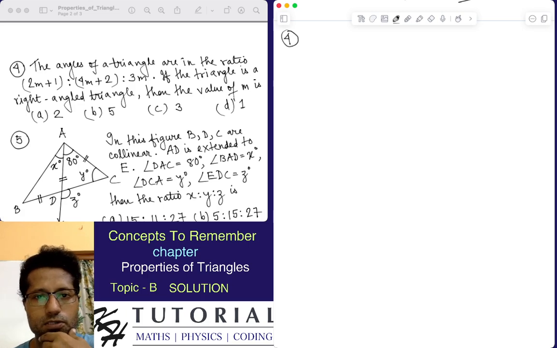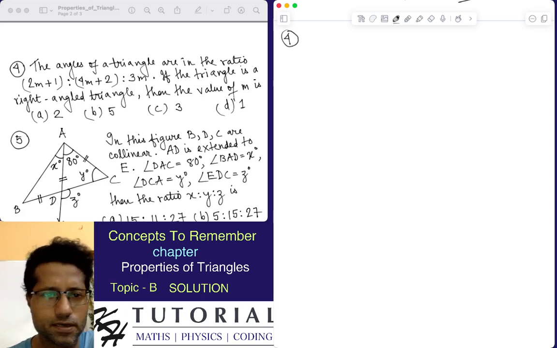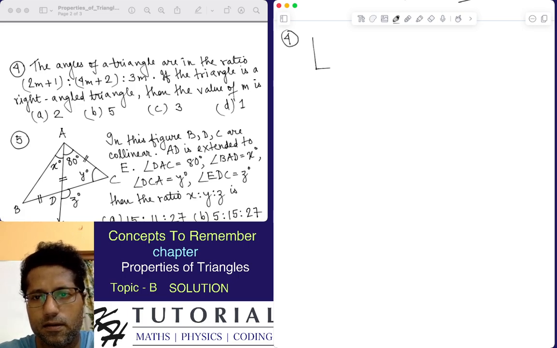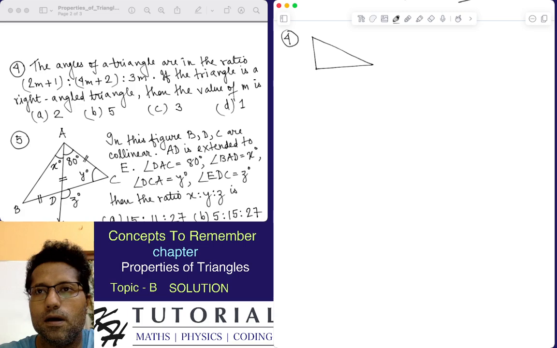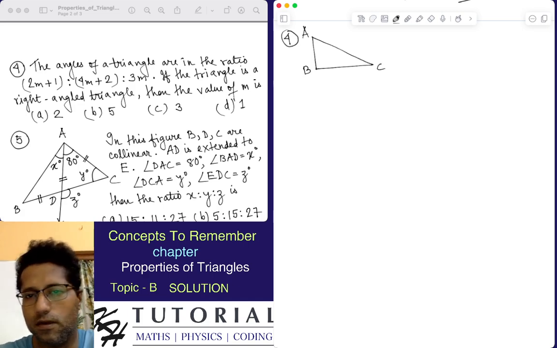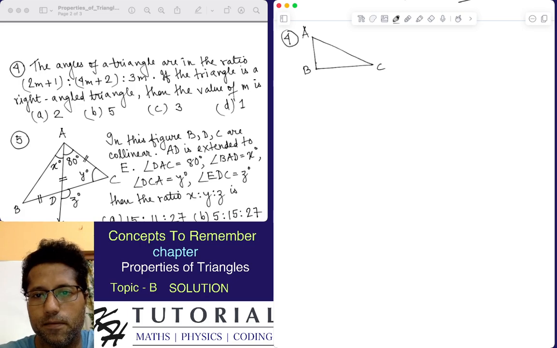Now we have to use the information that the triangle is a right angled triangle. What can we say about a right angled triangle? I have already discussed this in the theory part, in topic B, that in a right angled triangle, let's say the triangle is ABC and it is right angled at B.